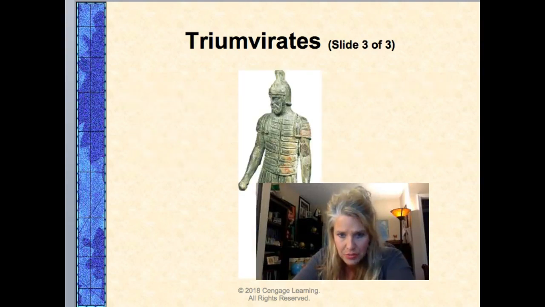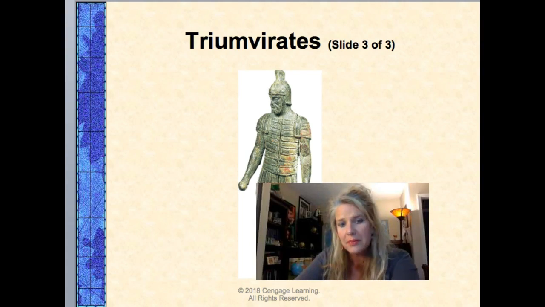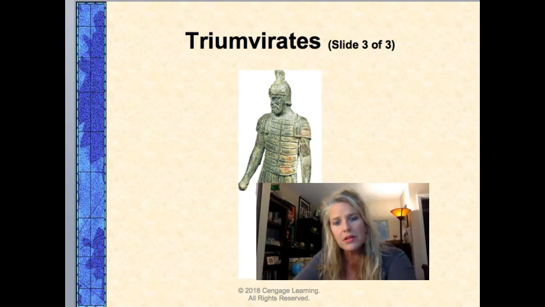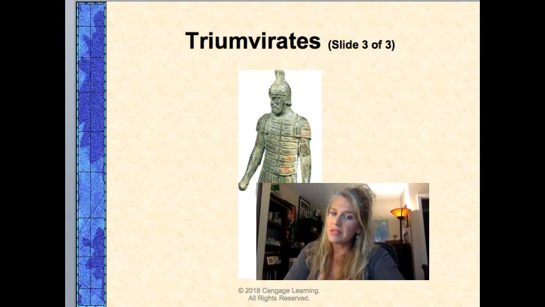Triumvirates. The picture shows a bronze figure of a Roman legionary in full dress at the time of the empire in the 2nd century. The soldier's vest is constructed of overlapping metal bands that, although heavy and awkward, effectively protect him from the enemy's thrusts.